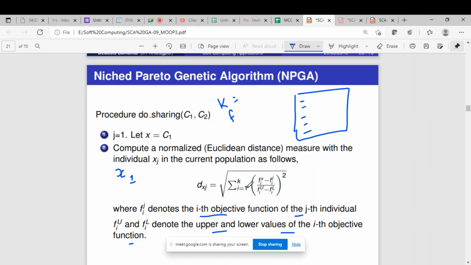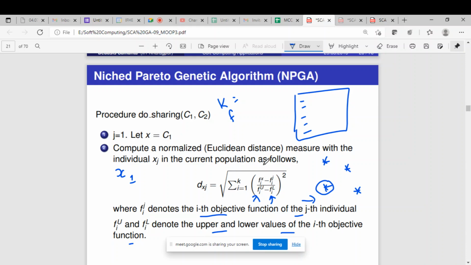When i is equal to 1, we are talking about the upper bound and lower bound of the first objective function. When i is equal to 2, it is the upper bound and lower bound for the second objective function. So fij denotes the ith objective function for the jth individual. Individual represents the number of solutions. So if there are 100 solutions, then with respect to the first objective function, what is the first solution value? For which value of x is it giving this solution for the first objective function? So that is fij.